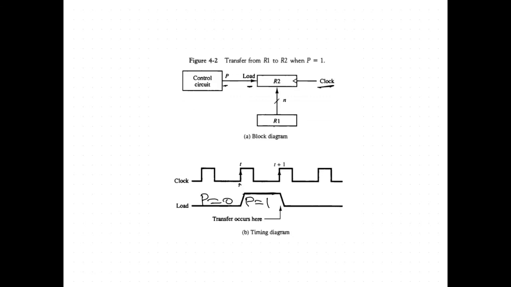When P is equal to 1, at the rising edge, what is happening? At the next rising edge it becomes low. So now here P is equal to 0. When P is equal to 1, the register transfer operation is performed. When P is equal to 0, the register transfer operation will not be performed, right?